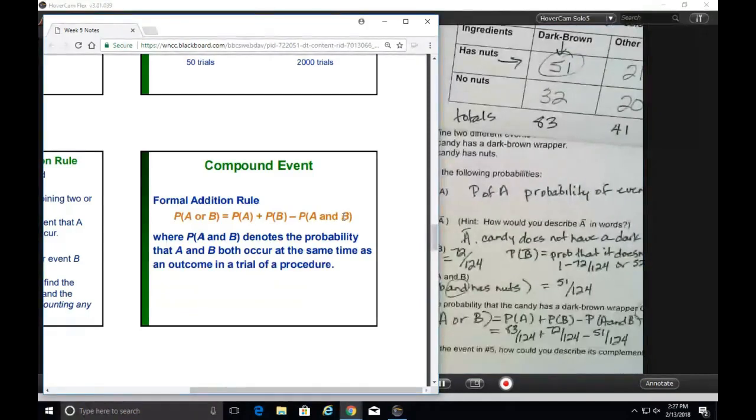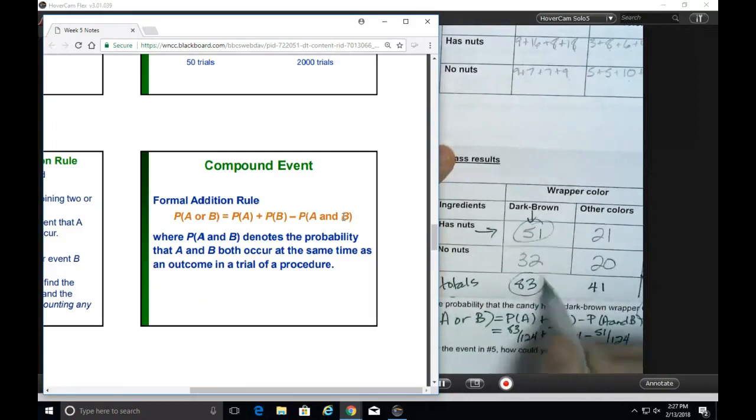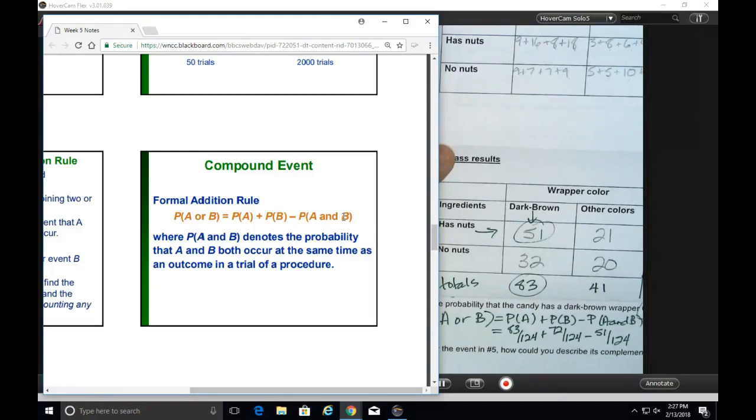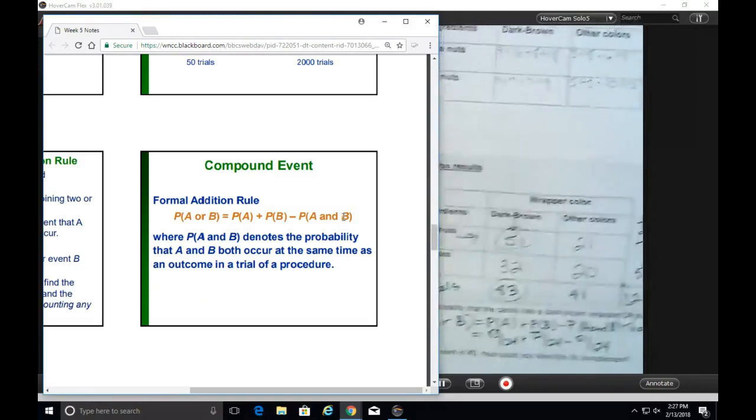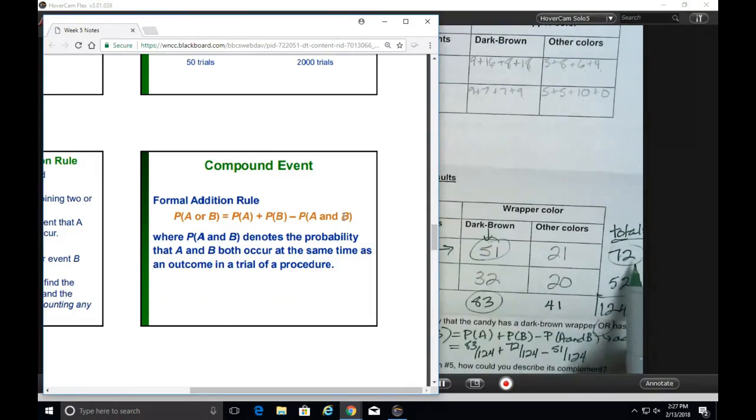And what's kind of confusing about this is why we have to subtract that one. If we go and look at the table, we need to count up all the ones that either have a dark brown wrapper or that have nuts or that have both. What we're looking at is the dark brown wrapper. There were a total of 83 of those. The ones that have nuts, there were a total of 72 of those. If we just take those two totals and add them together, then these ones right here we've actually counted both times. So we counted these ones once when we did this total. We counted them again when we did this total over here. Because we counted that twice, that's why we have to subtract it back out. That way we're only counting that once.